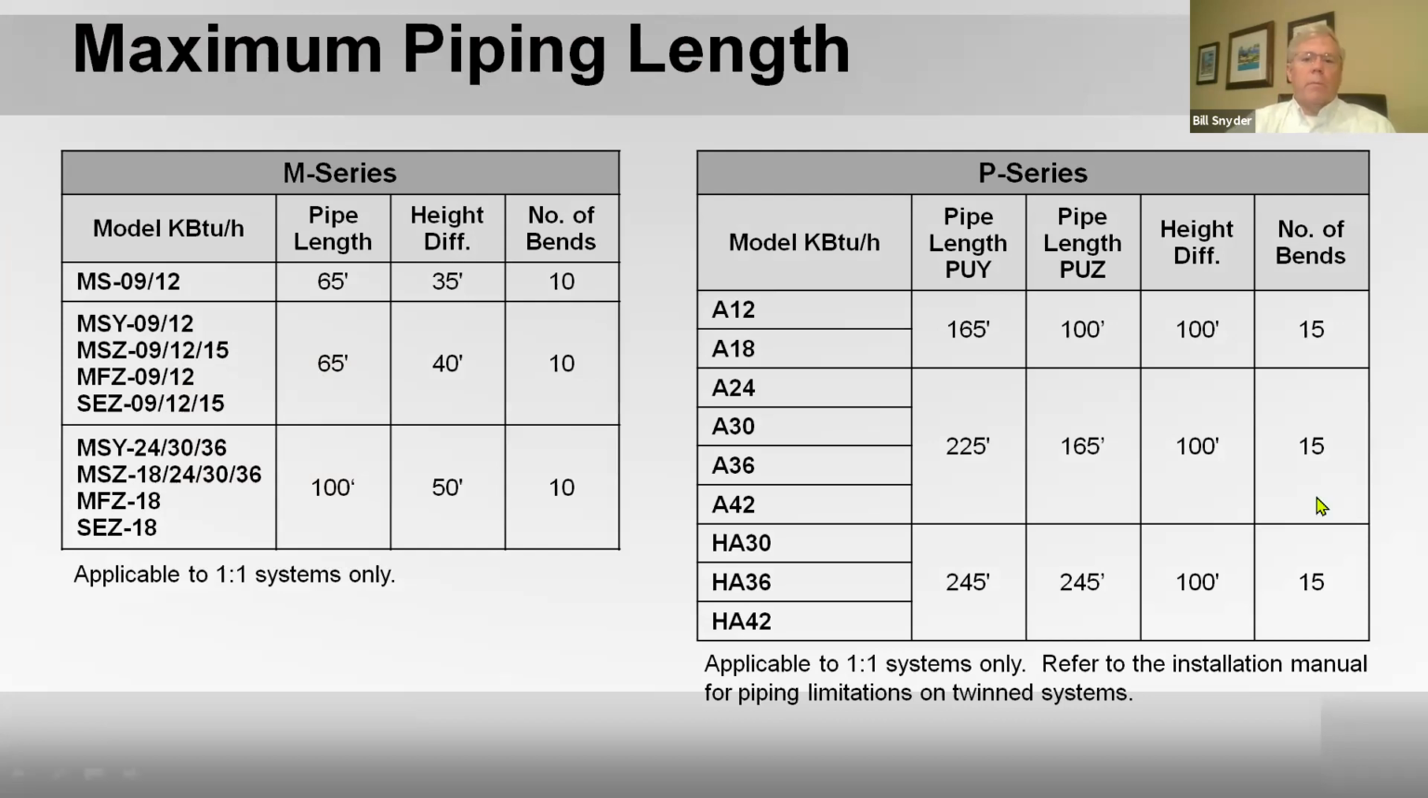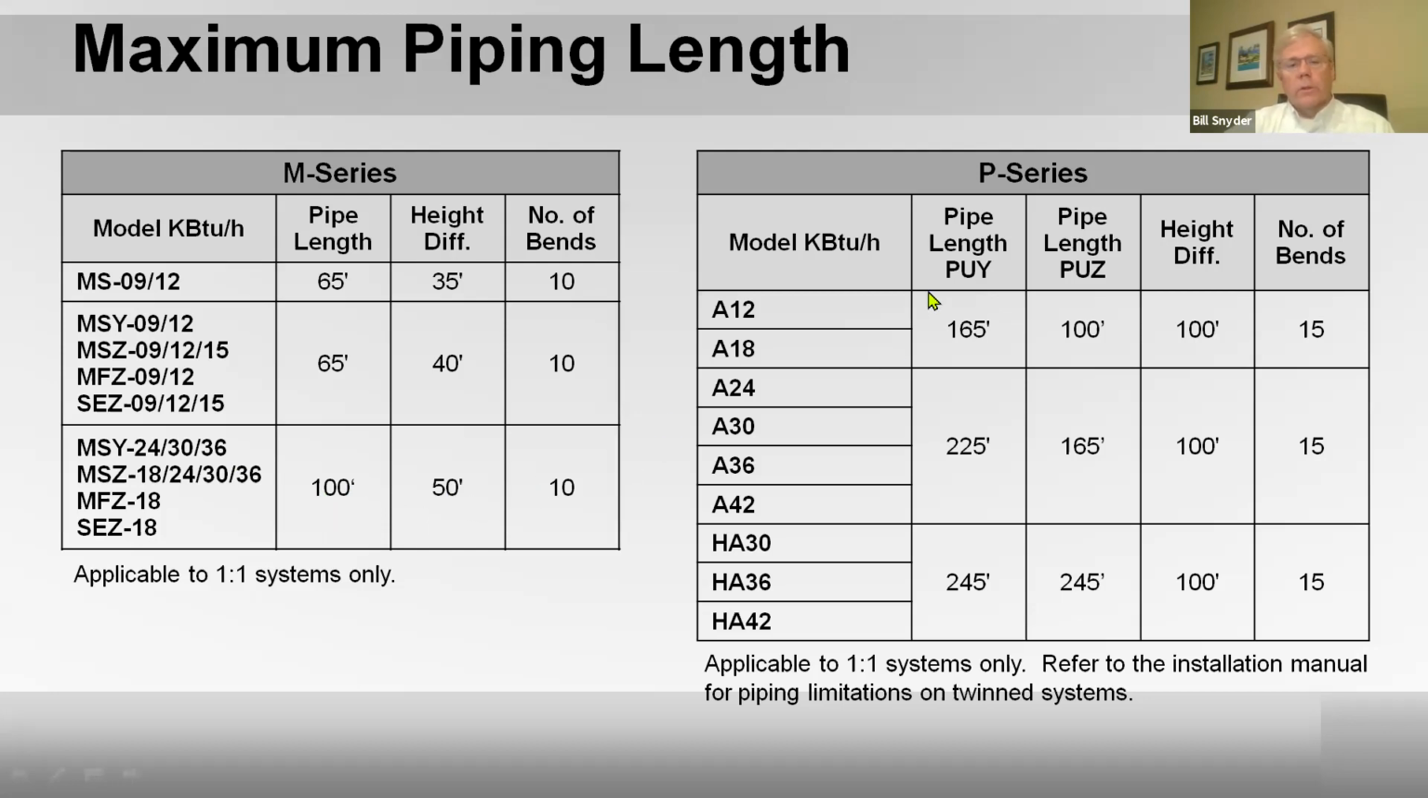Okay, maximum pipe length requirements. Let me move this thing over here. I don't know why I moved it, but maximum pipe length requirements are typically around 65 feet maximum for M series, with a 35 to 40 foot differential. And some of these M series down at the bottom, you'll find all this in the submittal data or in the installer guide, there's 100 feet with 50 feet of vertical separation.